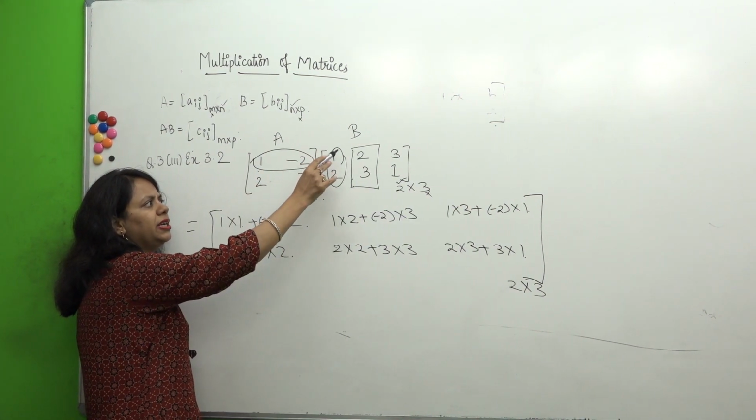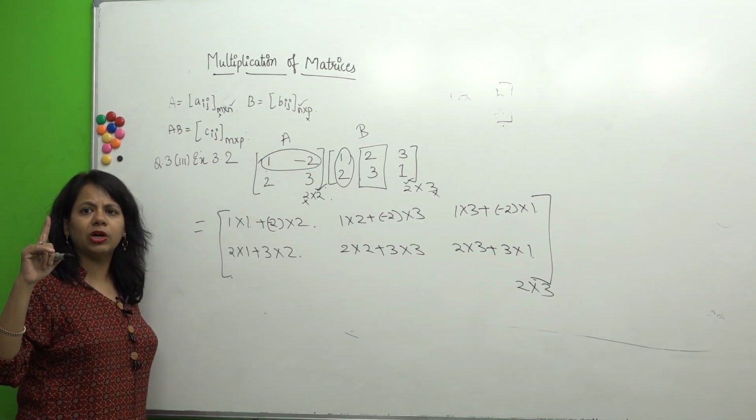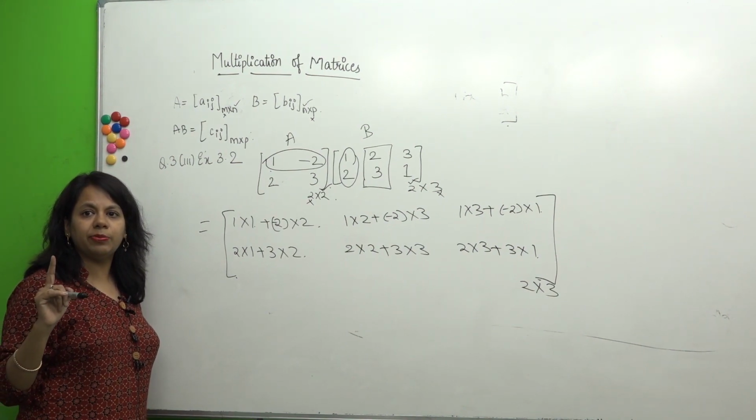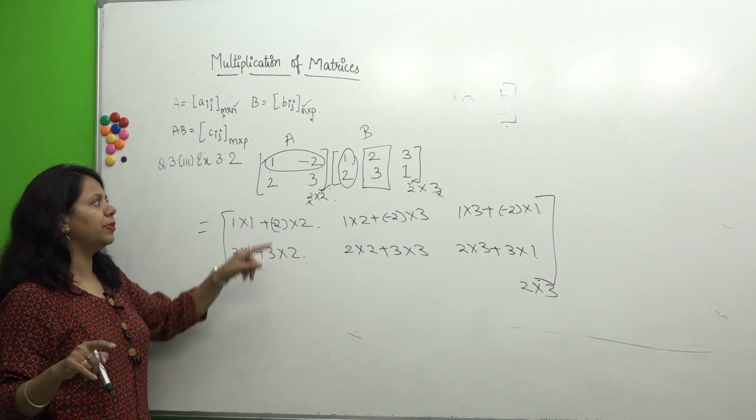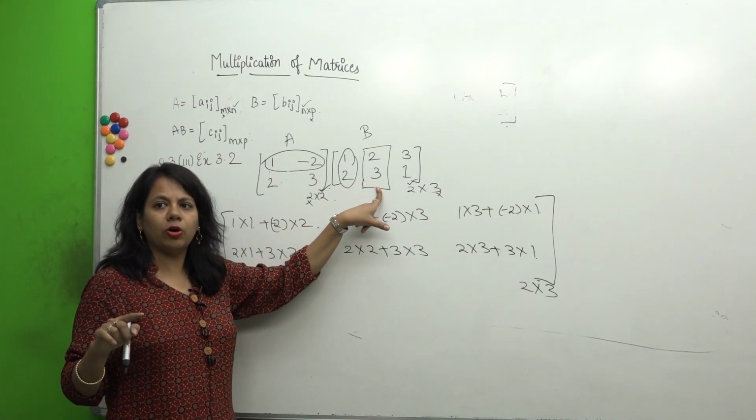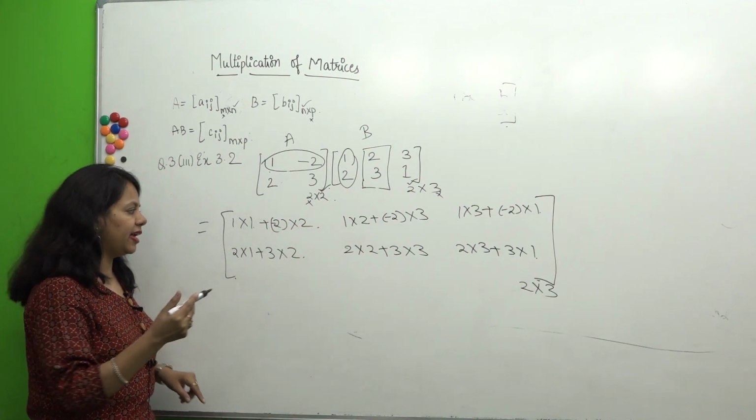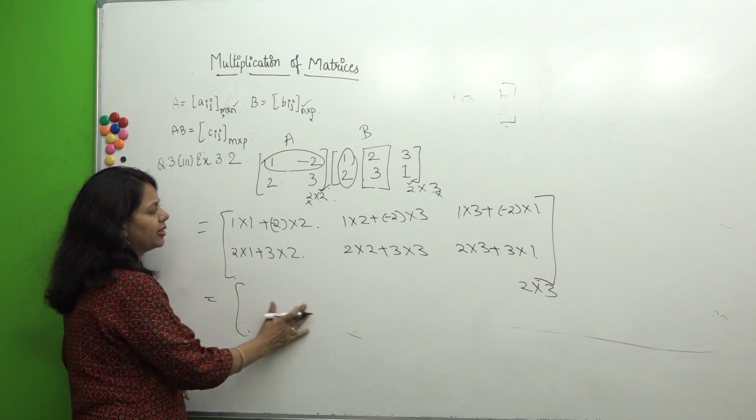I once again repeat, how do I perform matrix multiplication? First row into the entire first column would give me what? The first element. Please do remember the first element. Then first row, second column would give me the second element. So let's see what's the result that I get.